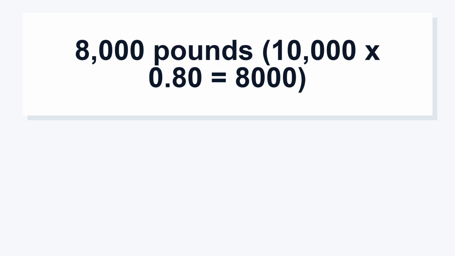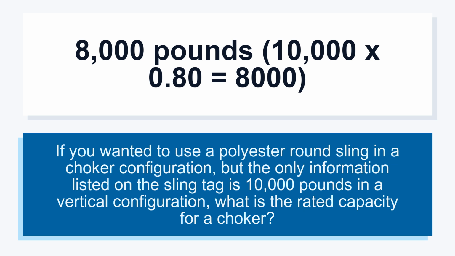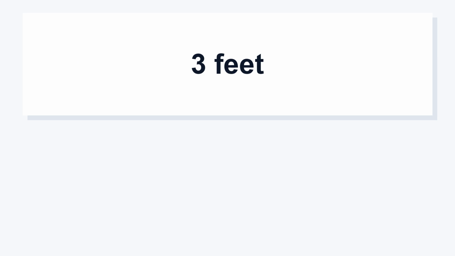8,000 pounds, 10,000 x 0.80 equals 8,000. If you wanted to use a polyester round sling in a choker configuration, but the only information listed on the sling tag is 10,000 pounds in a vertical configuration, what is the rated capacity for a choker? 3 feet.